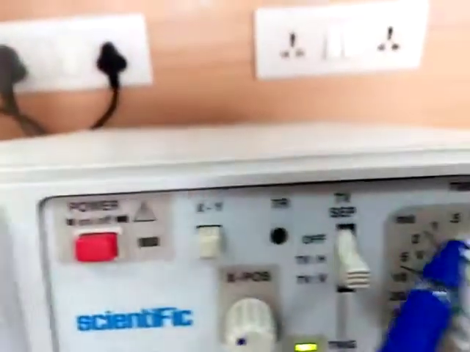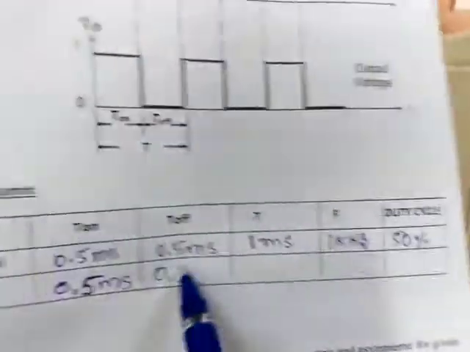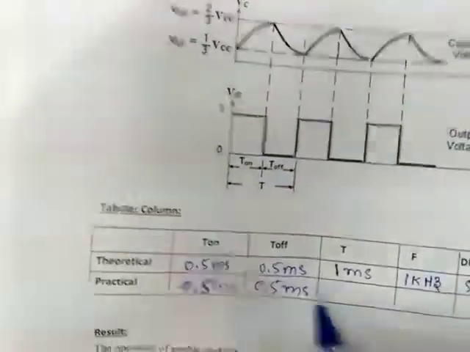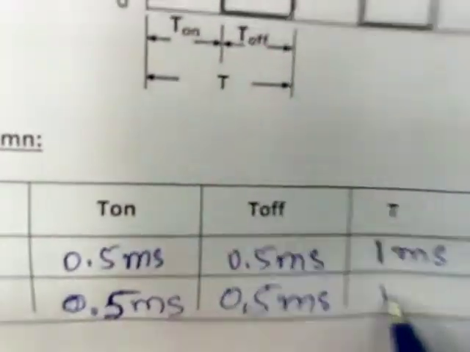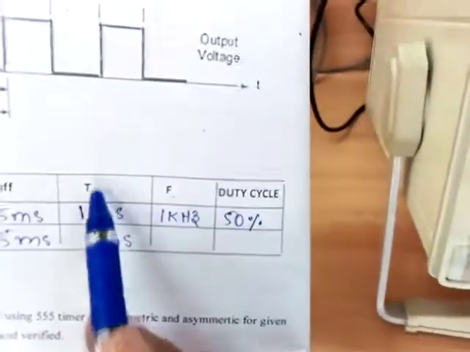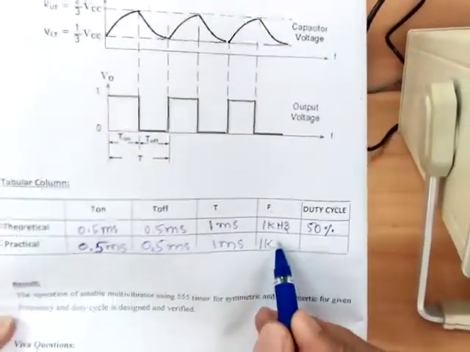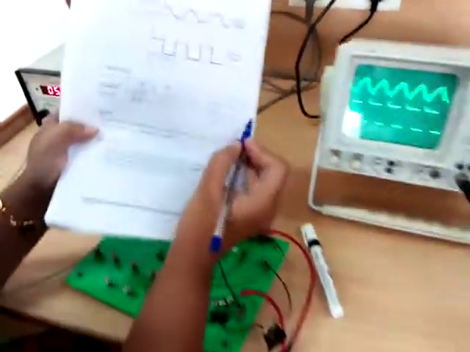Note down the T off. It is also exactly 1 division, so 1 into 0.5 in time per division, this is also 0.5 milliseconds. Now what is T? T is 0.5 plus 0.5, that is 1 millisecond. Frequency is 1 over T, 1 over 1 milli is 1 kilohertz. So we got frequency 1 kilohertz.